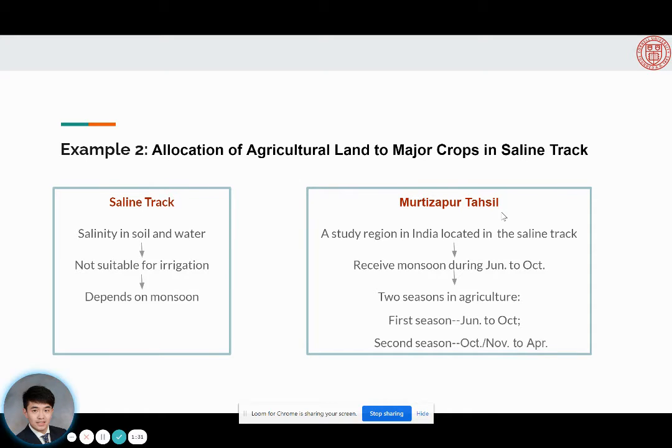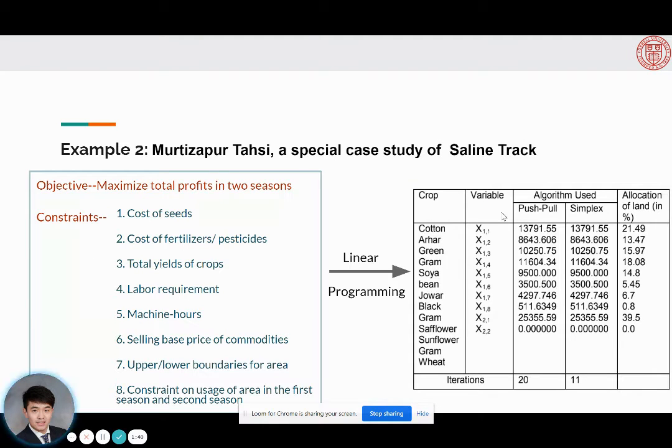Due to the climate and environmental conditions, agriculture in the study area mainly has two seasons in a year, which are June to October and October to April. Thus, the decision maker who wants to maximize profit needs to find optimal land allocation during the two seasons. There are several constraints, including cost of seeds, the constraints on usage of area in two seasons, etc. The author applied a linear programming model to solve for a land allocation plan for the major crops, finding this model is appropriate for the saline tract.